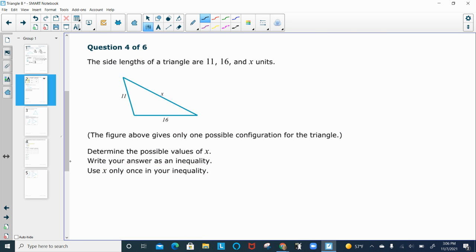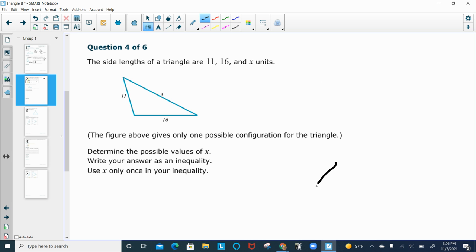Now, question 4 says the side lengths of a triangle are 11 and 16 and x, which means we do not know the third length of the side of the triangle. So it says determine the possible values of x. Write your answer as an inequality.